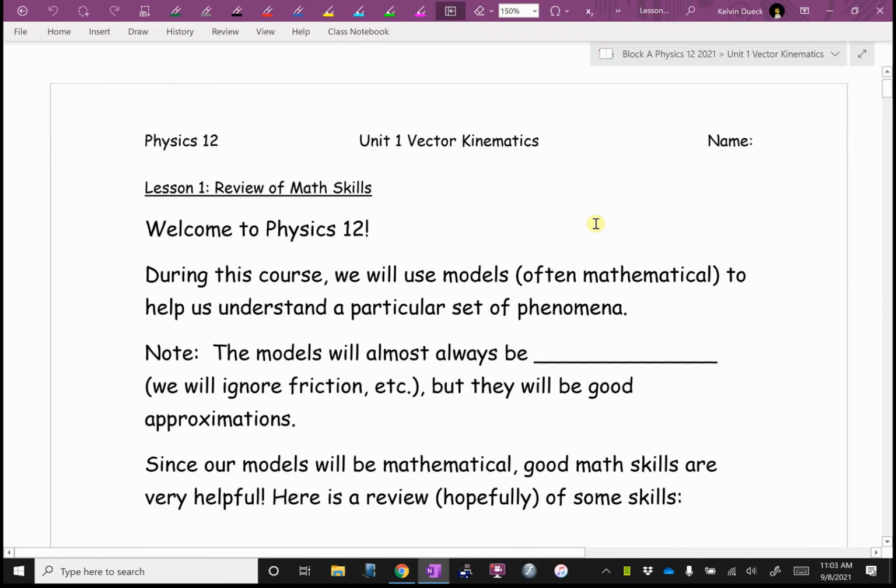During this course, as I mentioned last year, we will use models, often mathematical, to help us understand a particular set of phenomena, to help us figure out what's going on. Again, I need to mention these models will almost always be wrong. We'll ignore friction. We'll ignore air resistance. We'll simplify, but we'll be close. And sometimes we'll be really close. They'll be good approximations. So I do need to emphasize that I'm doing bad physics most of the time. I'm giving you a best case scenario if we ignore a bunch of the yucky math.